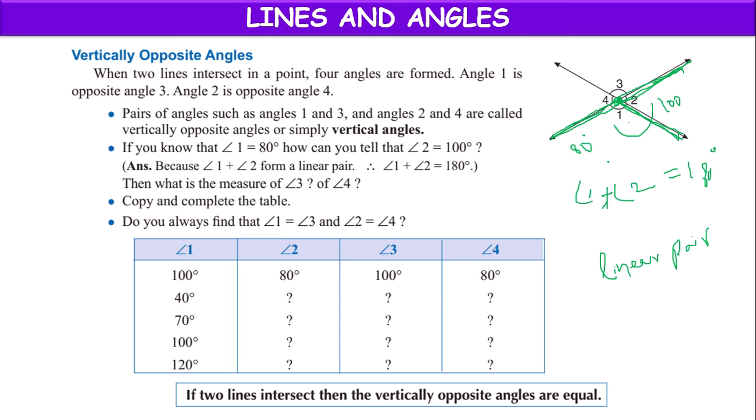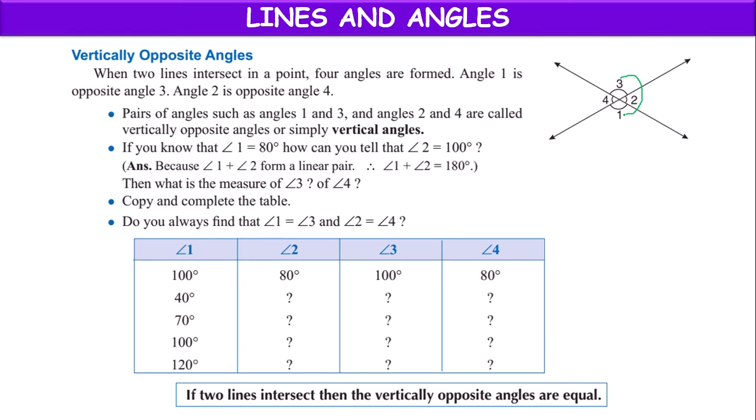If the sum of angles 1 and 2 is 180 degrees, in the same way angles 3 and 4 also form a linear pair. Their sum is also always equal to 180 degrees. But as 1 and 3 are vertically opposite angles, if angle 1 is 80 degrees, angle 3 will also be equal to 80 degrees. So vertically opposite angles are always equal. So angle 1 equals angle 3, and angle 2 equals angle 4.